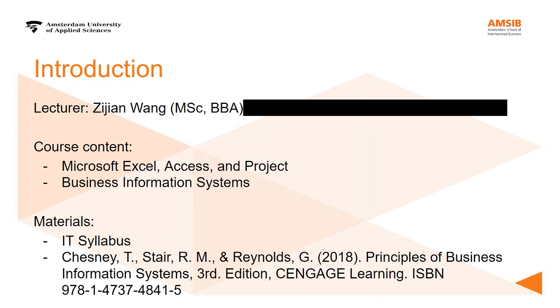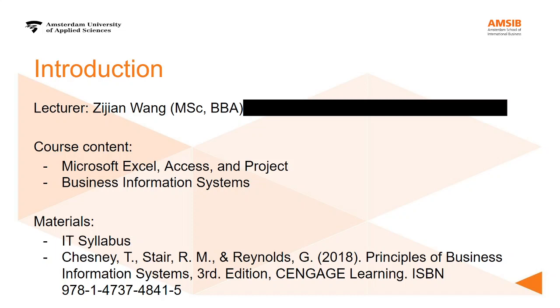So, about myself, my name is Zhijian Wang. I have a Master of Science in Business Information Systems. And I'm a proud alumnus of AMSIP. I also studied in the same institute where I'm now teaching. I studied International Business and Languages.